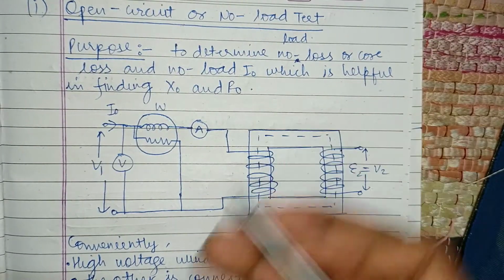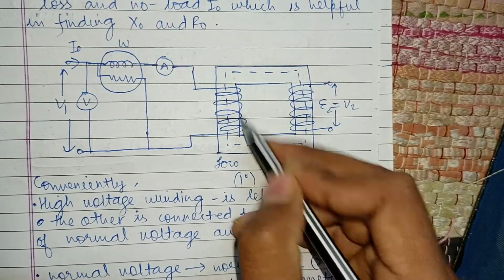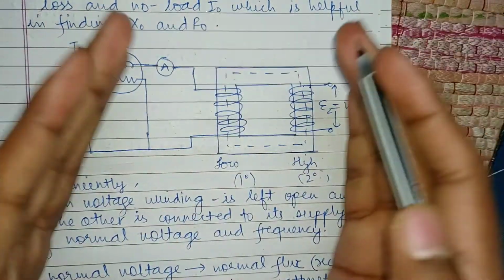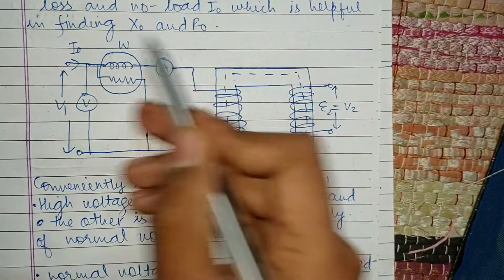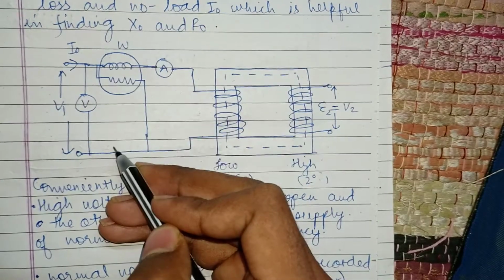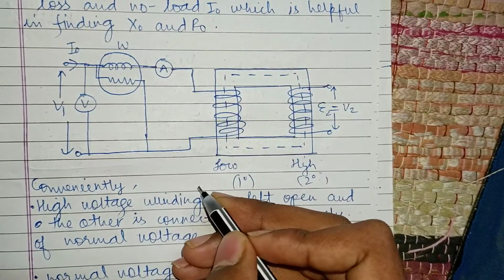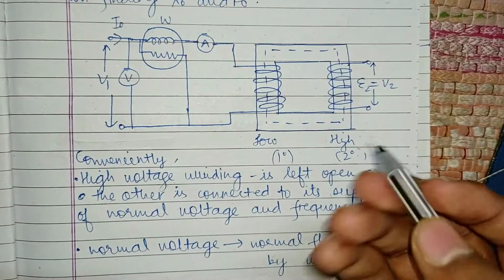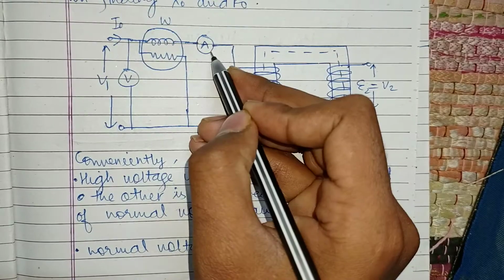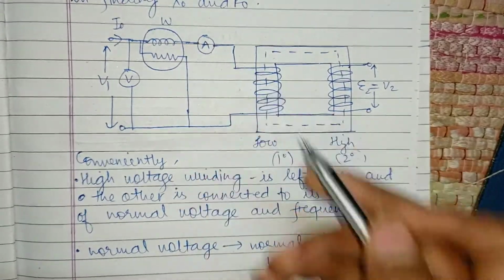Now we are going to study this figure. This figure is of a transformer. This is the primary winding and this is the secondary winding. This system we can take either on the secondary side or the primary side, depending on convenience, but here we are studying it on the primary side. Now we connect a wattmeter, which measures power, an ammeter in series for measuring current, and a voltmeter in parallel for measuring voltage.